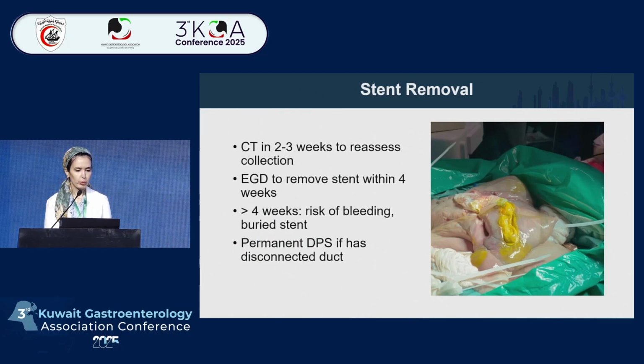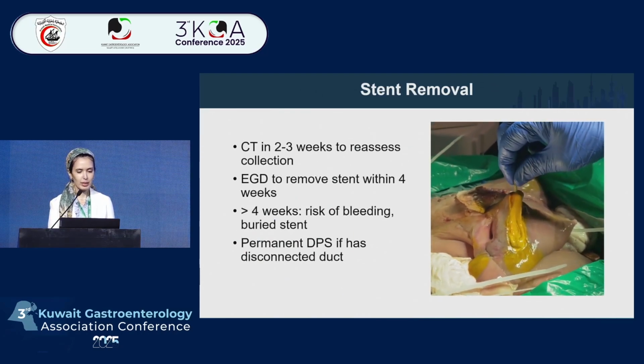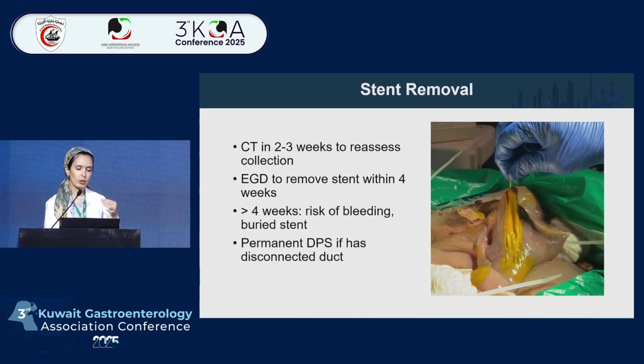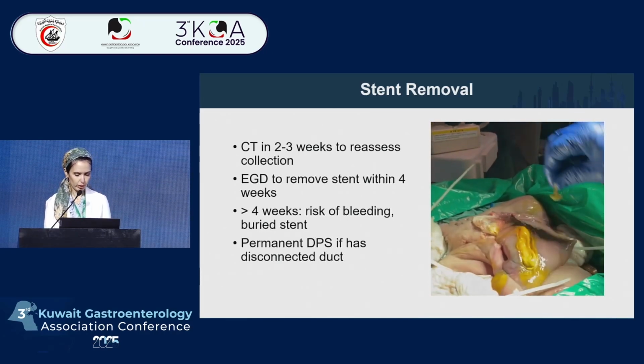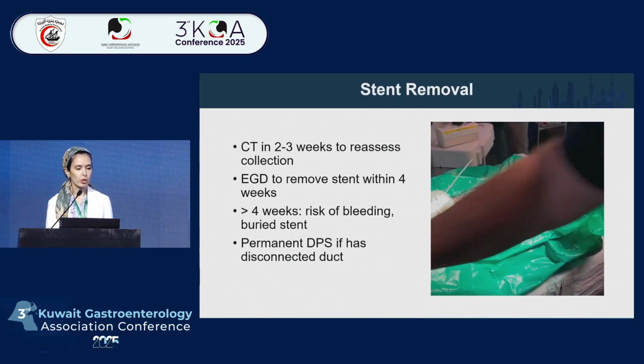So how do we remove these stents? Of course, this is an ex vivo video, but you can see the shape of the stent. You can see how tense it is. It's actually a very strong stent. We usually do a CT in 2 to 3 weeks to reassess the collection, and then we remove the stent with an EGD scope within 4 weeks. Keeping it longer tends to increase the risk of bleeding and buried stent. And again, always keep a permanent double pigtail stent if the patient has a disconnected duct.